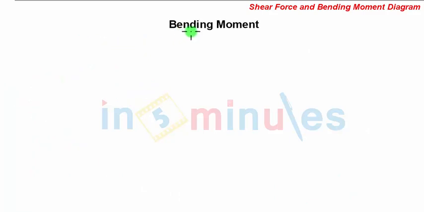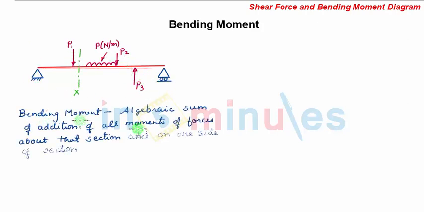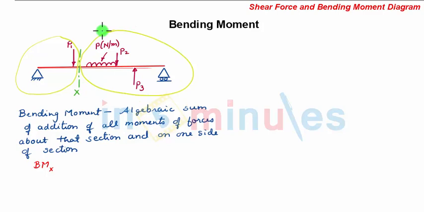Now let's study what is bending moment. Consider the same simply supported beam acted upon by the same type of loads. Bending moment is defined as the algebraic sum of all the moments of forces about that section, on only one side of that section. So if I consider a section X, we can consider either the left hand side of the section or the right hand side of the section.